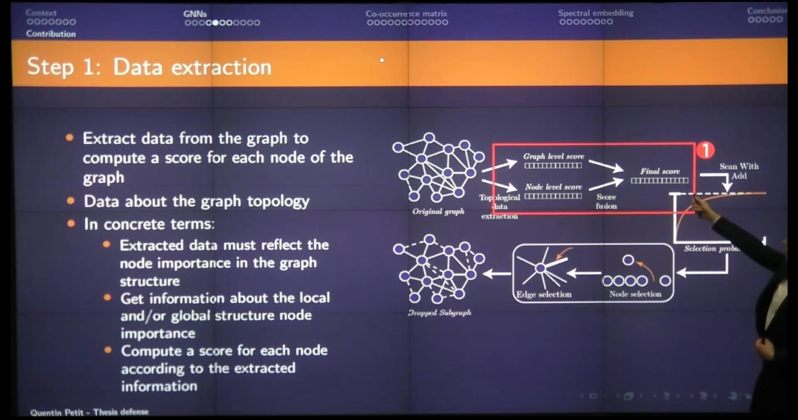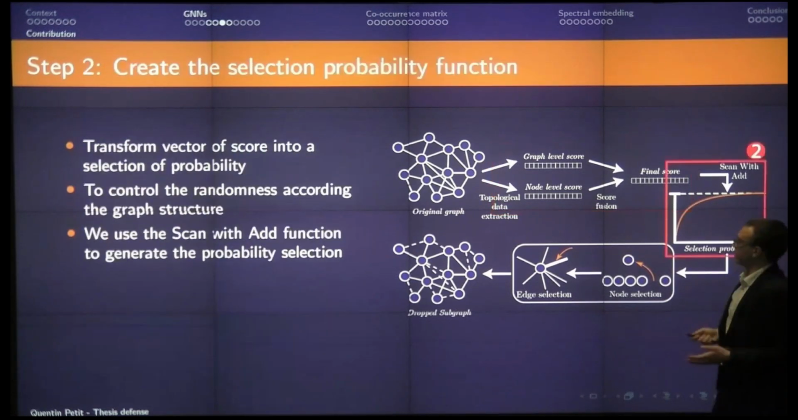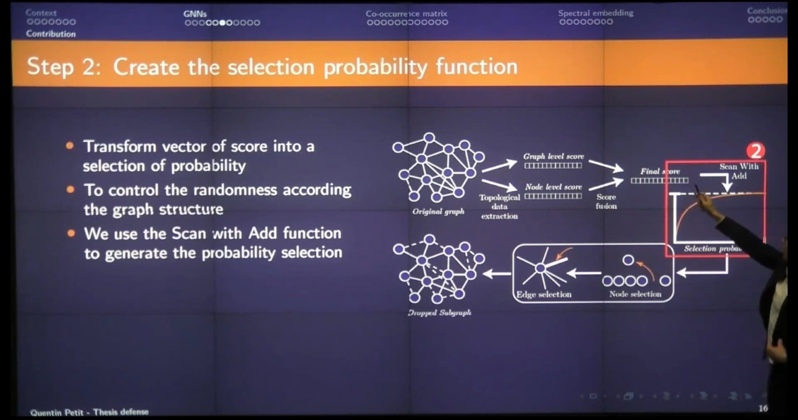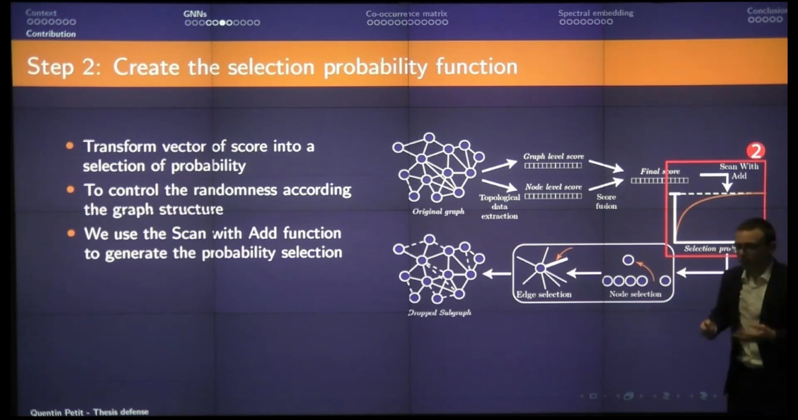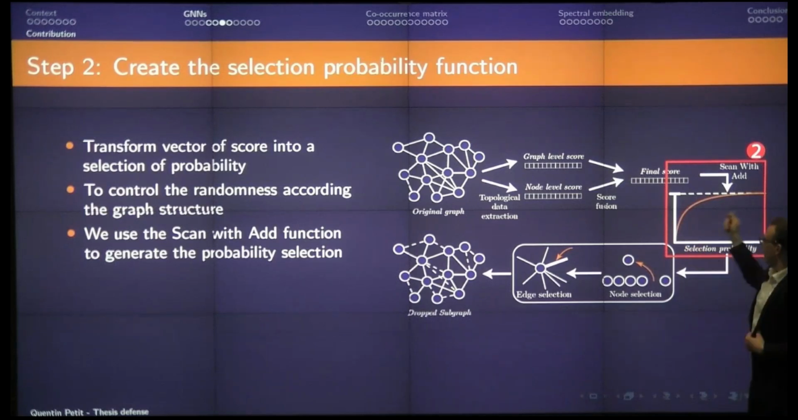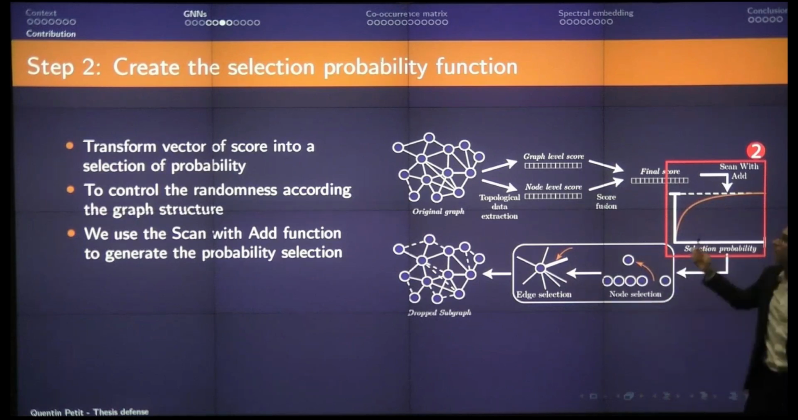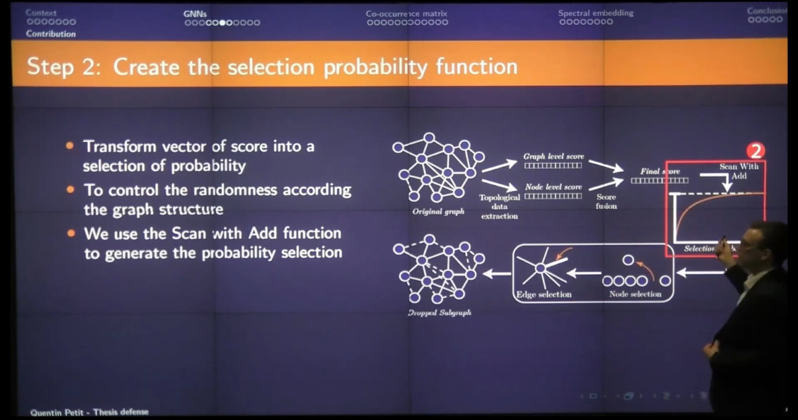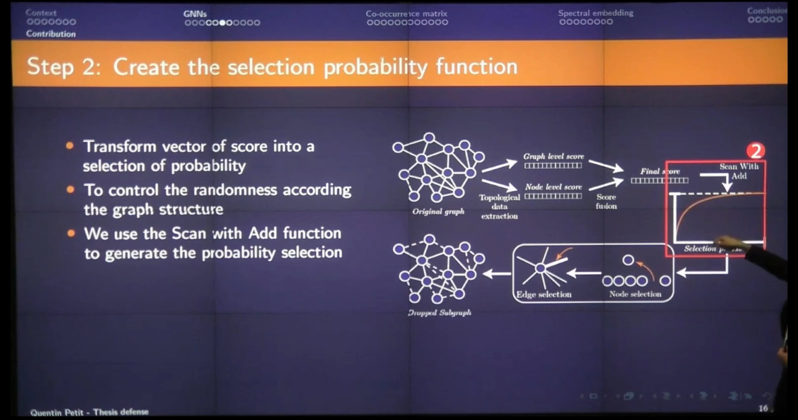When you have a final score for each node, we propose to use a softmax method to transform this score into a selection probability, where we will give each node a probability to be selected to build the new subgraph, as a function of its importance, as a function of the score. And we propose to use the softmax function to transform this vector into a selection probability.